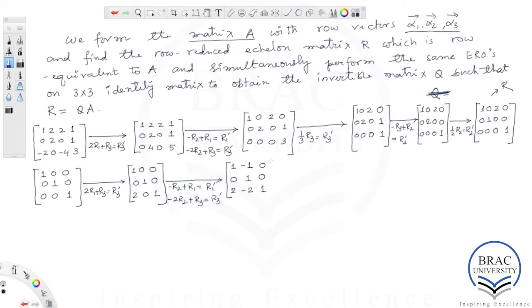Right. Then we apply this elementary row operation on this 3 times 3 matrix. 1 over 3 times R3 is equal to R3 prime, to obtain the following 3 times 3 matrix. 1, minus 1, 0. Then we have 0, 1, 0, and 2 over 3, minus 2 over 3, 1 over 3.